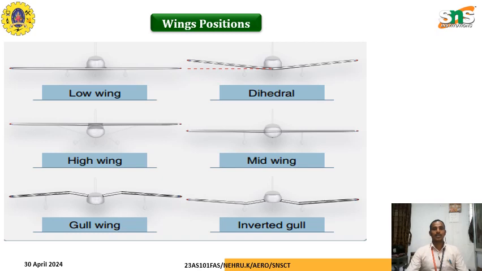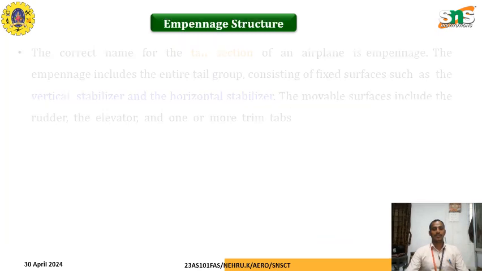So based on the position, we have low wing type, high wing type, and mid wing type. And in shape, we have straight wing, gull wing, inverted gull, mid wing, and dihedral and anhedral. These are the various wing shapes and positions. Based on this wing position, we categorize the wing configuration.